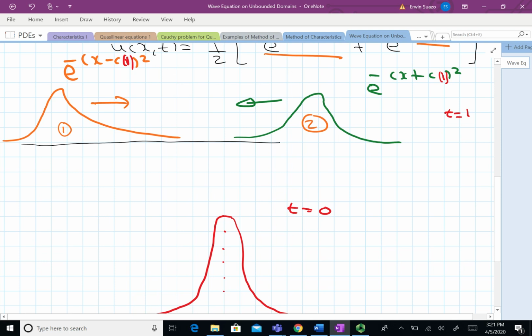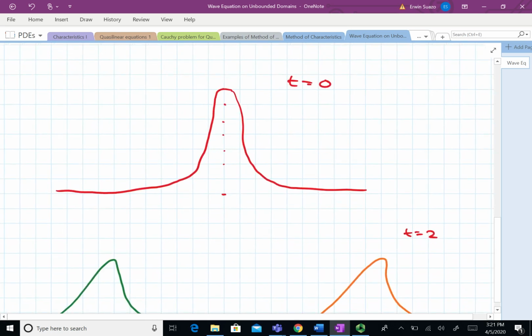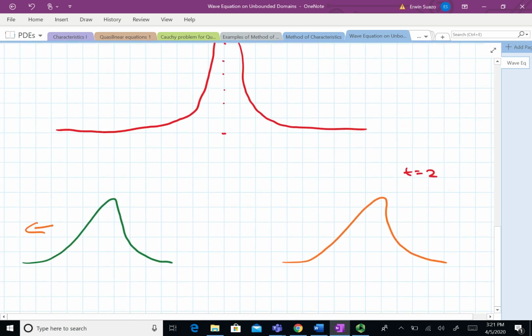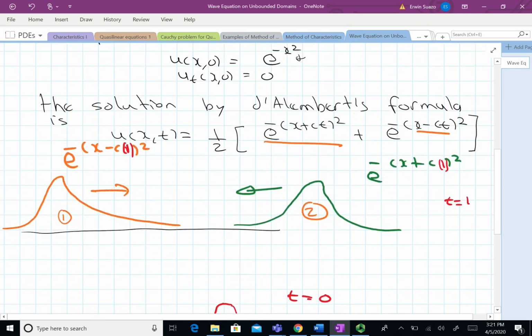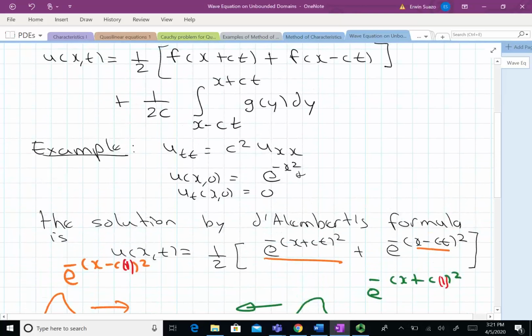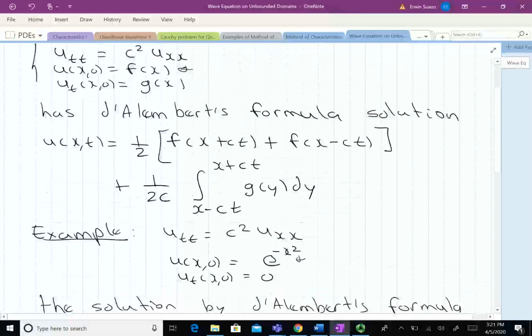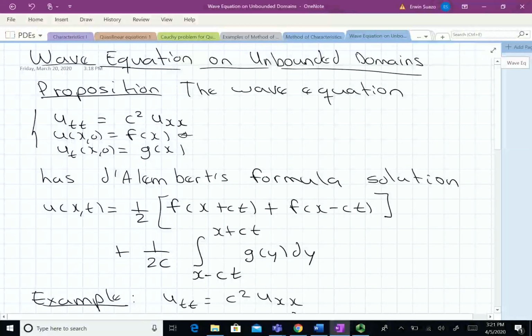So basically, two waves are coming. By the superposition principle, they overlap. They survive the superposition, and then they keep moving. This one is moving this way, and this is moving to that side. So you see, this is very cool, because this theorem is allowing me to make sense of this model, and it deserves the name wave equation. Okay, so let's go to the proof.